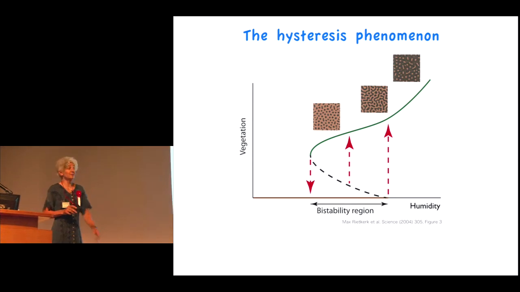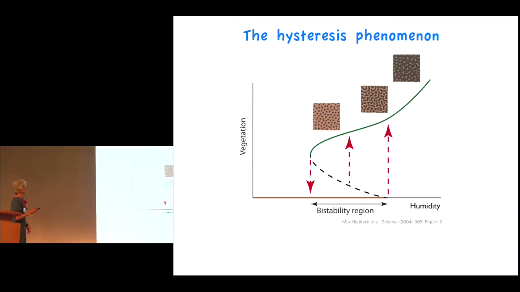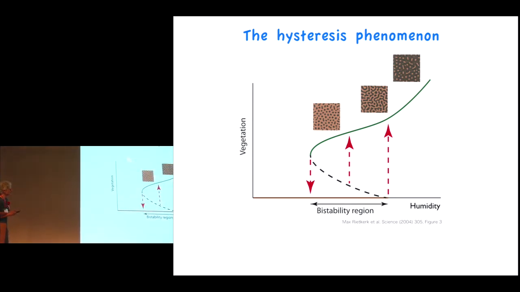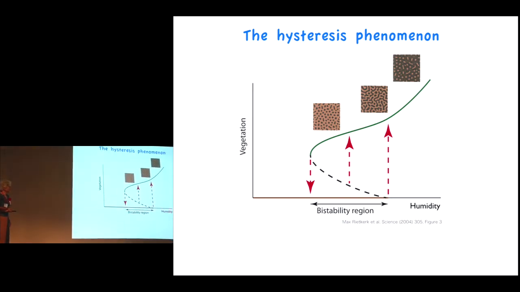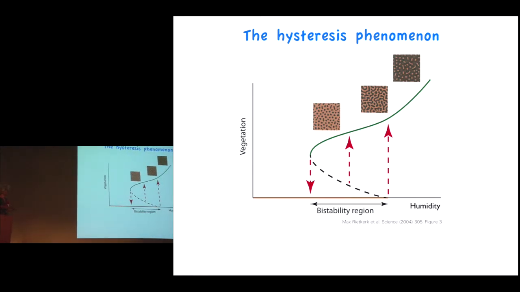A lesson from this model is what we call the hysteresis phenomena. So we have this diagram, and then we see that here is where we could have vegetation, so we need some humidity, not zero humidity, and then we will have vegetation, we will have gaps. If we have more humidity, we can have the labyrinths, and more, we can have the spots.